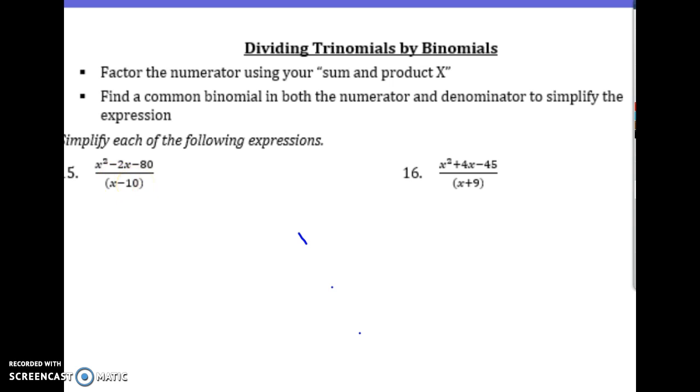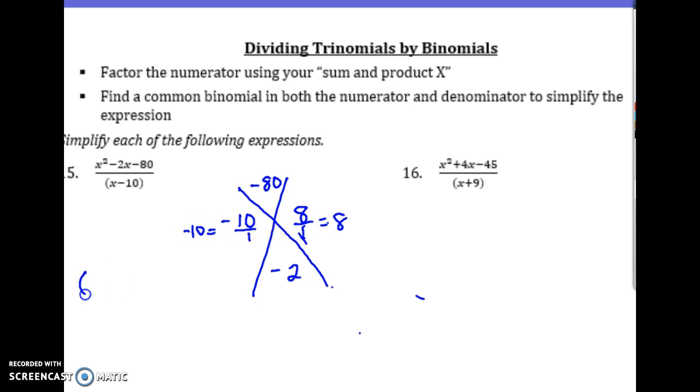So what I mean by that, if I look at number 5, if I factor it, and you can just factor, guess and check if you'd like. But we've got x squared minus 2x minus 80, so I've got a negative 80 up here and a negative 2. I can say, well, what two numbers can I multiply to get negative 80 that add up to negative 2? I'm going to have a negative 10 and 8. Then I divide by the leading coefficient, which is 1. So when I factor the numerator, I end up with x minus 10 times x plus 8.